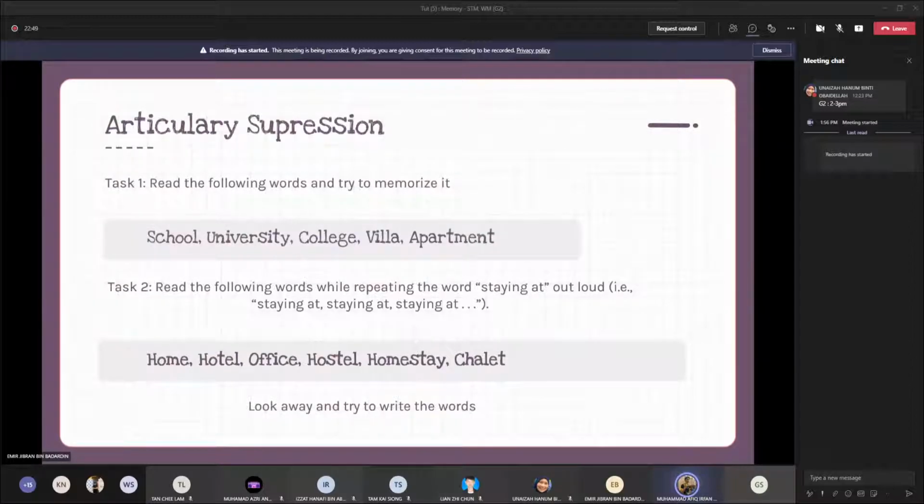compiled with staying at. Let's say staying at home, staying at hotel, staying office. So the phrase staying at is actually inhibiting our memory performance. It will make it harder for our brains to memorize these words. So these are the effects that affect the phonological loop.